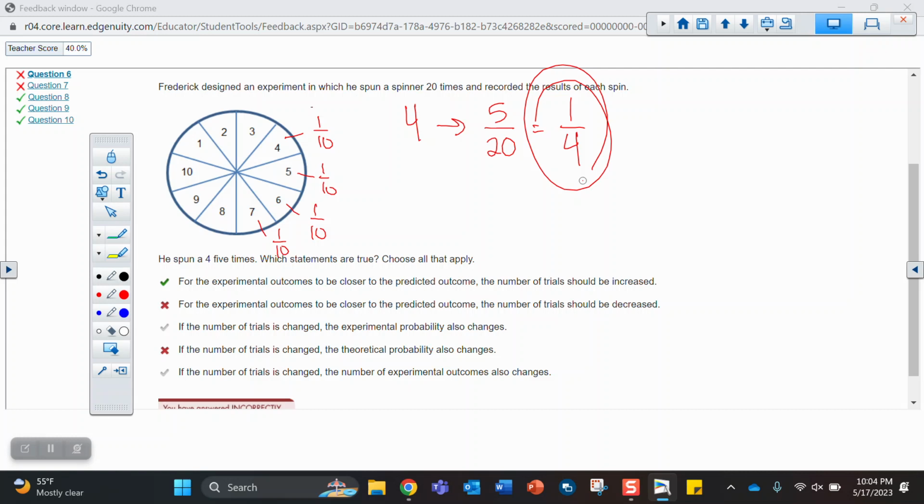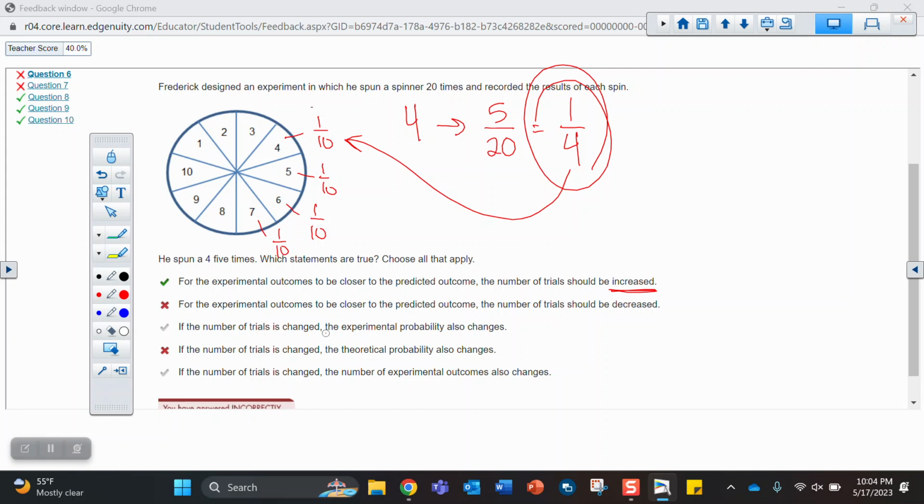So for the experimental outcomes to be closer to the predicted, the number of trials should be increased. Again, that's kind of going back to these other questions. The more times you do it, the more likely you are to get to that 1/10. So if you spun this 20 more times, it's probably not going to land on a 4 that many times because it's already landed on 4 so many times. So it'll be less as you go, to get closer to 1/10.